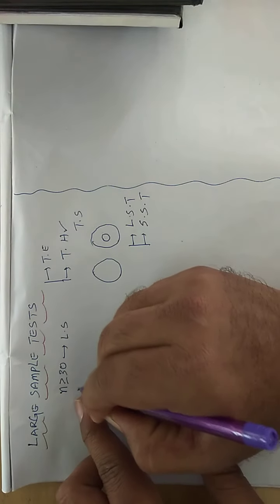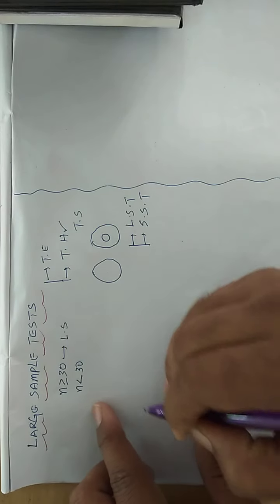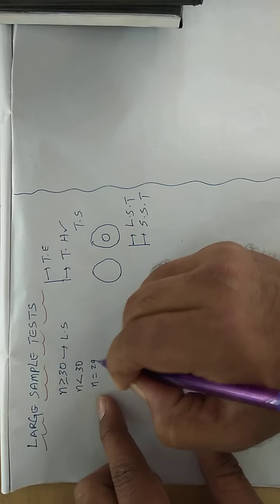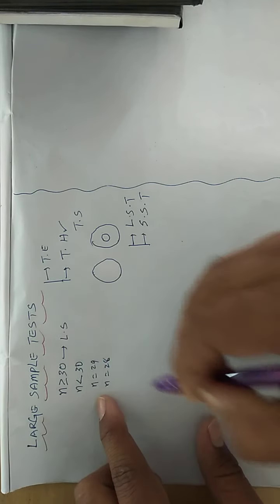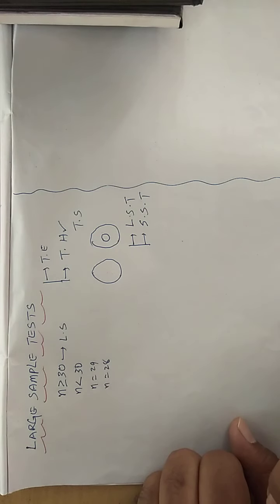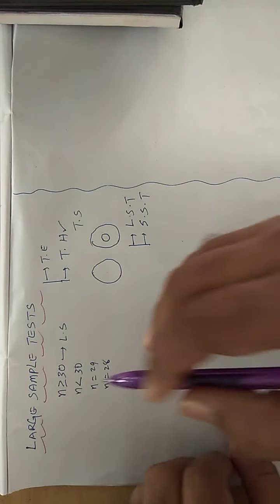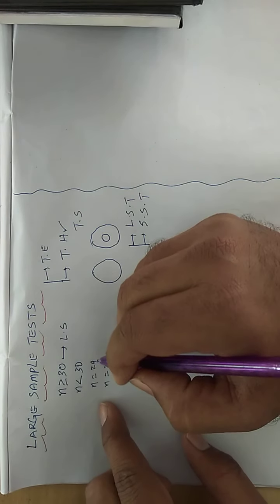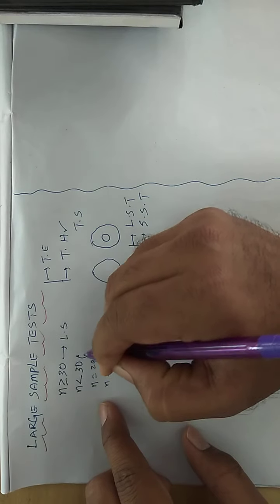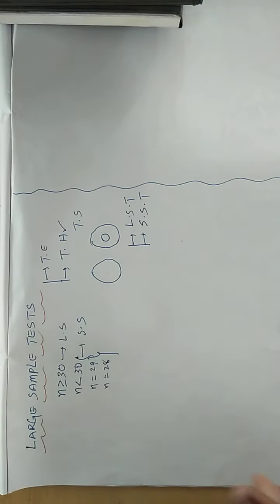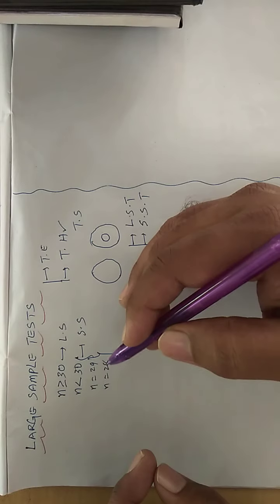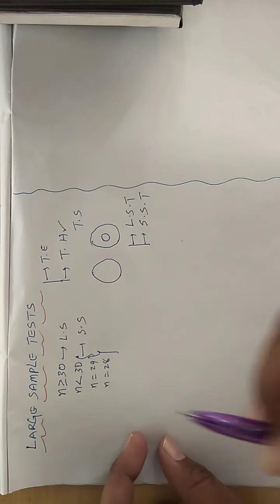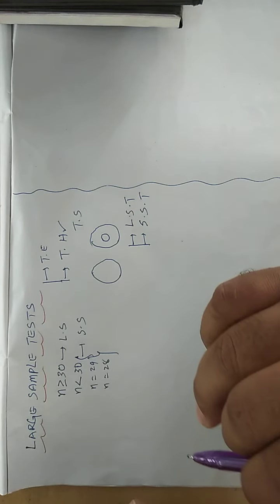If n is strictly less than 30, what will be there? n might be 29, n might be 28, and like that it goes on up to 1. That means a meaningful size that should be less than 30. All these are known as the small samples. Now we discuss the small samples and the kind of distribution they follow afterwards. Now we discuss the large sample tests.